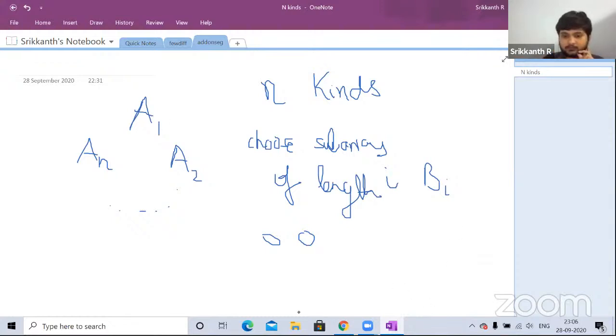Some prerequisites for this problem would be just basic number theory. But given this kind of problem statement, how would one go about solving it? What's the first step?